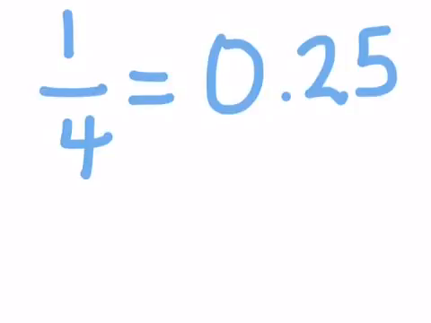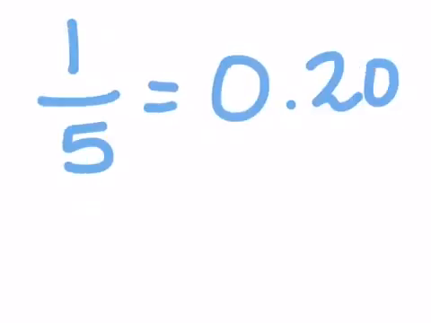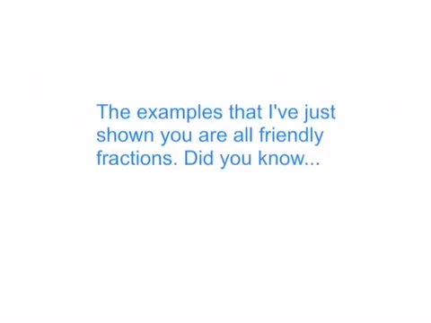There are some other friendly fractions that we know. 1/4 is the same thing as 25 hundredths. That's its decimal number. 3/4 is the same thing as 75 hundredths. 1/5 is the same thing as 20 hundredths, or 2/10. They're both equivalent. 1/10 is the same as 10 hundredths, or 1/10.